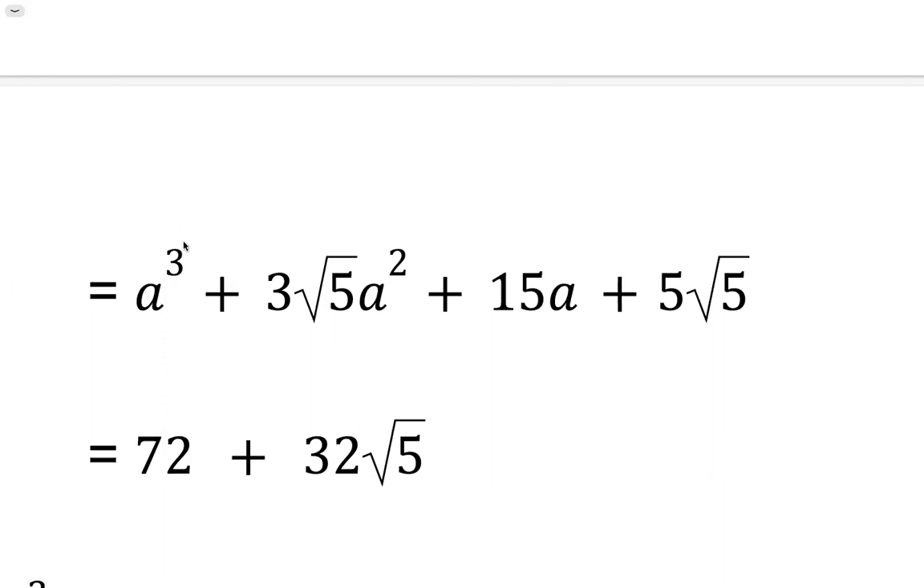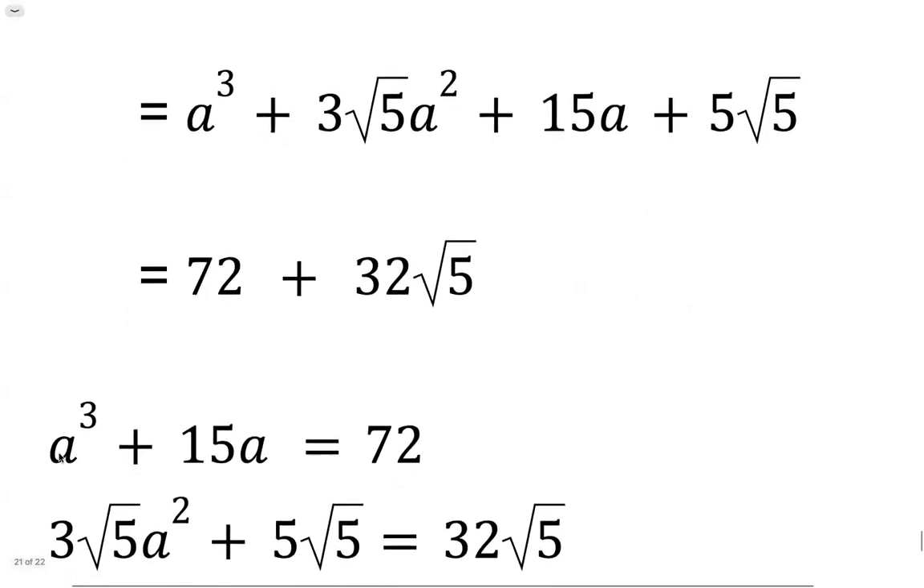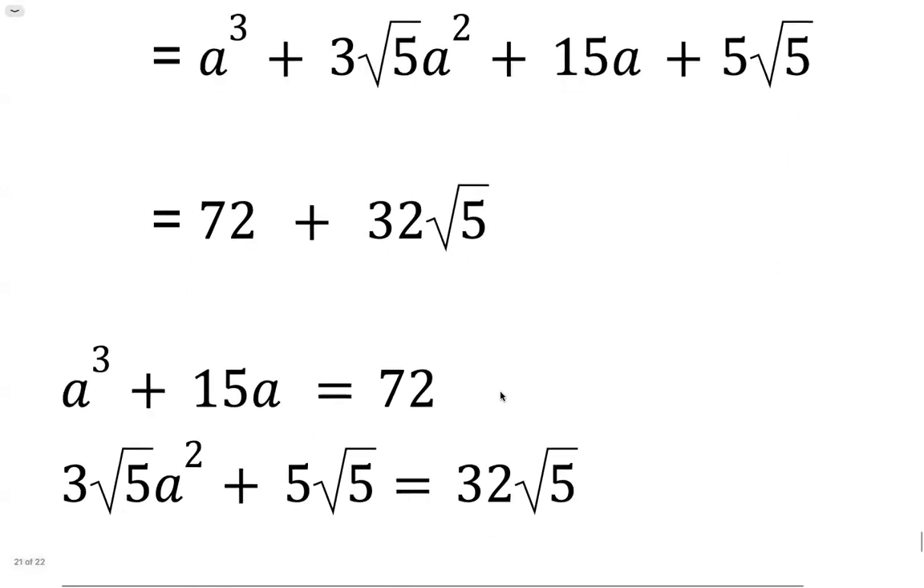So a cubed is a rational number, and 15a is a rational number, so we put those two together. So a cubed plus 15a has to be equal to 72, because they are rational numbers. So we get the first equation: a cubed plus 15a equals 72. Then we look at the like terms with the square root of 5. We have 3 radical 5 a squared and 5 radical 5, and those two add up to be 32 radical 5, because the left-hand side and right-hand side have to be equal to each other.